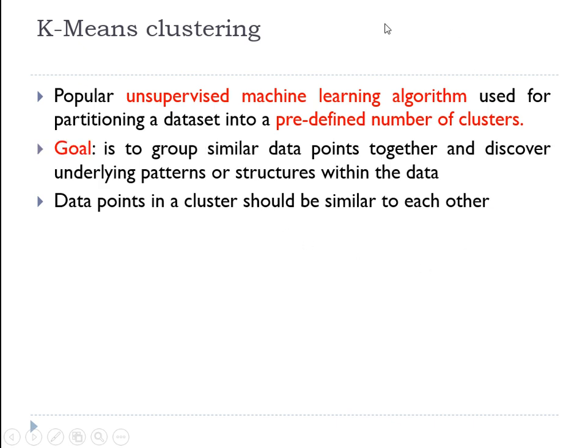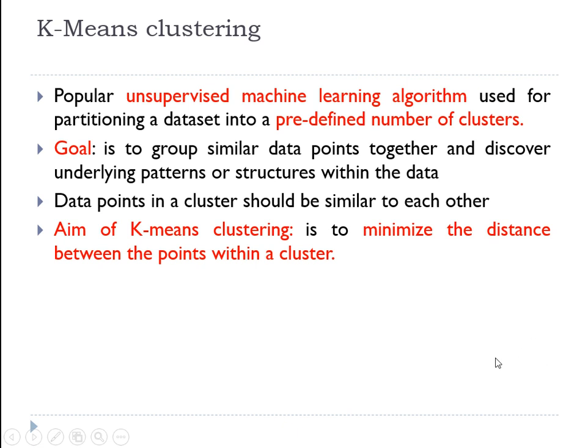The main goal of k-means clustering is to group similar data points together into one cluster, and this is done basically by understanding the underlying patterns or structures within the data. So what is important is when a cluster is formed, the data points within that cluster have to be similar to each other. So the main goal or aim of k-means clustering is to minimize the distance. So when we understand the algorithm, we'll see that the main goal here is to minimize the distance between the points within a cluster.